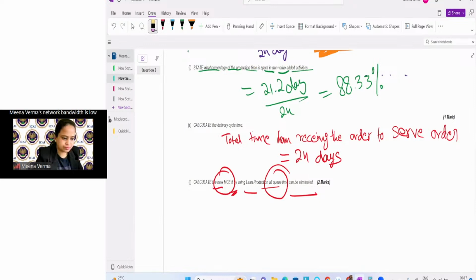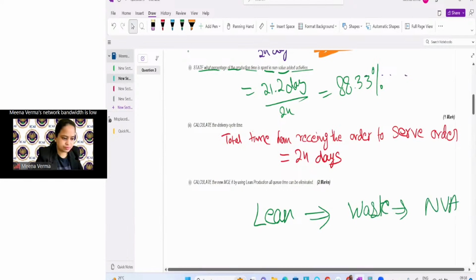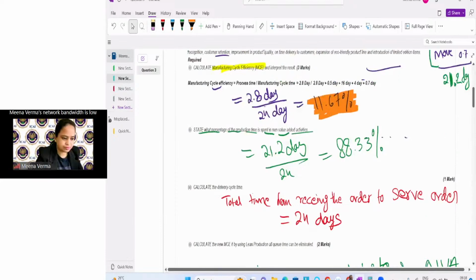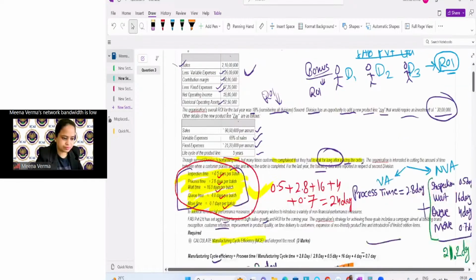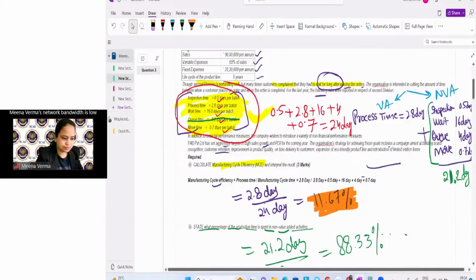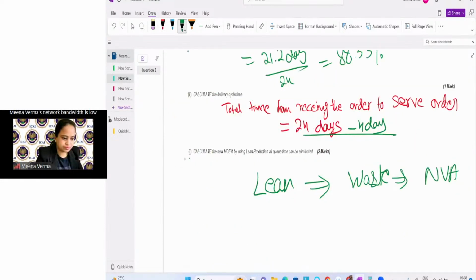So what is happening here? They have removed a waste. What type of waste have they removed? Queue time. They were wasting 4 days in queue. So they have introduced the lean system, and with it they are reducing the queue time by 4 days. So instead of 24 days, they have reduced 4 days here. Then they are asking you to calculate the new manufacturing cycle efficiency.